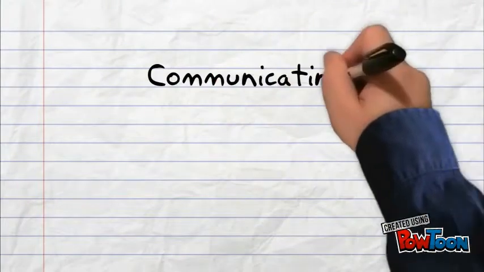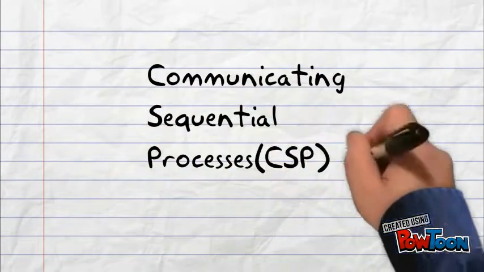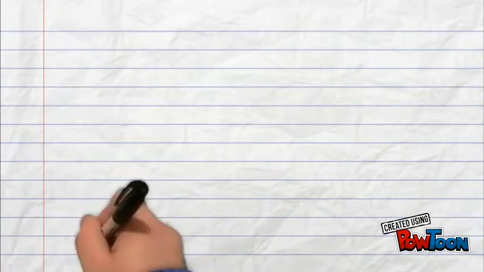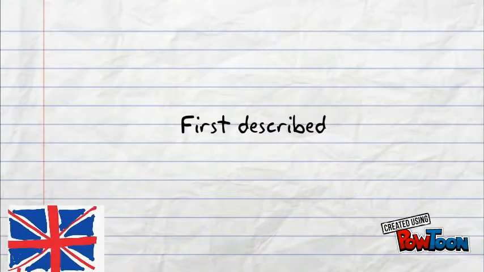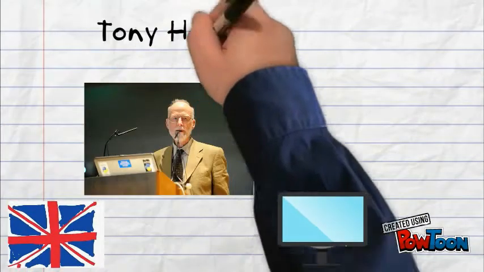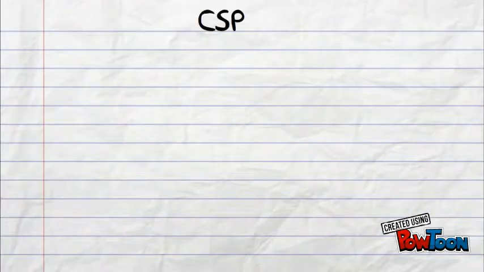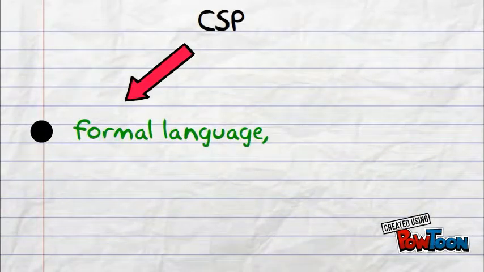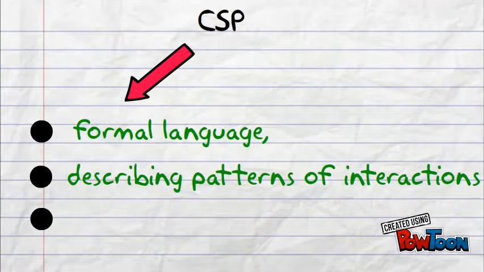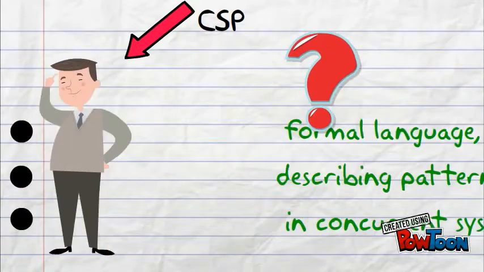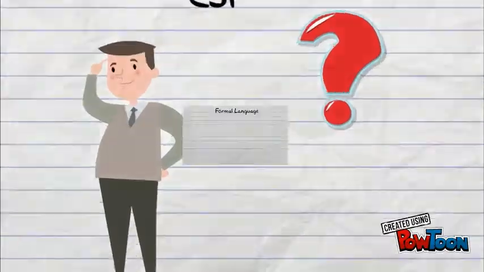Howdy, ladies and gentlemen. Today we are going to take a glimpse at the concept of communicating sequential processes. It was first described by the famous British computer scientist Tony Hoare in 1978. CSP itself is a formal language for describing patterns of interaction in concurrent systems. Let's try to understand what that means.